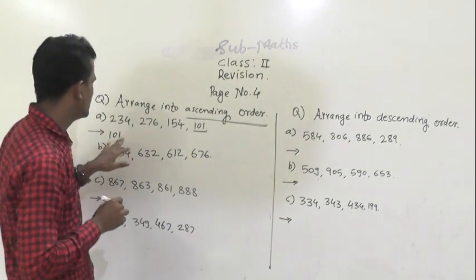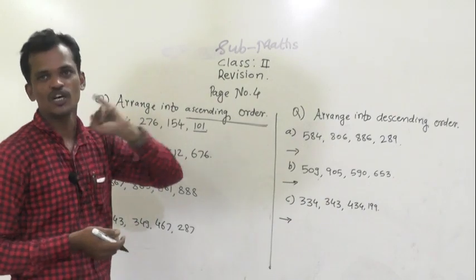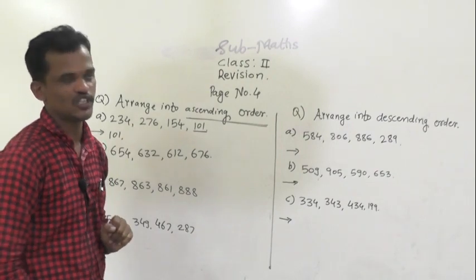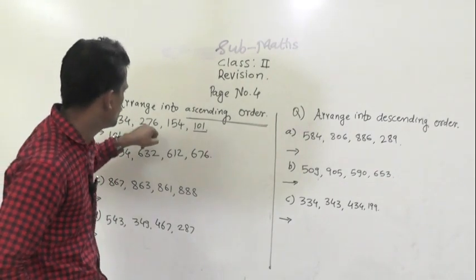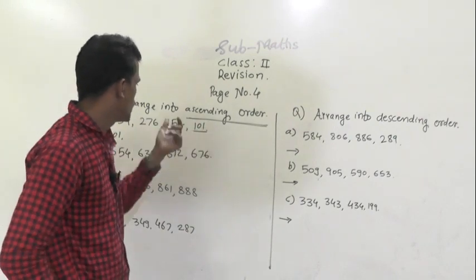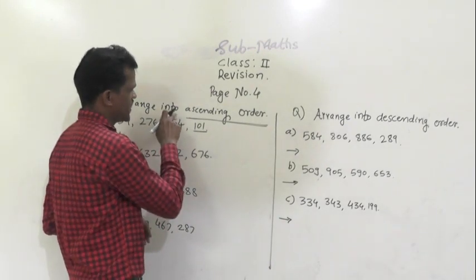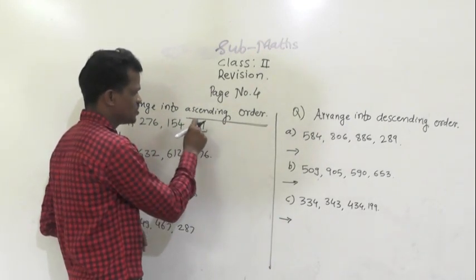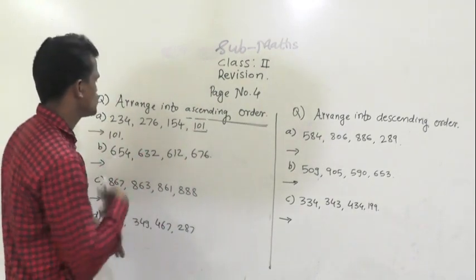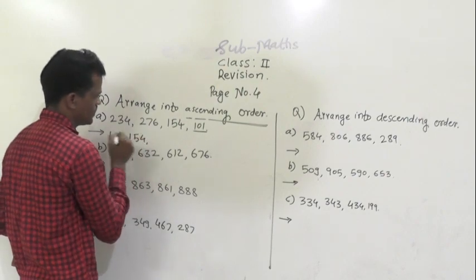101. How did we decide this number is smallest? These are 3-digit numbers, so you compare the hundreds place digit. Here 2, here 2. In both numbers 154 and 101, 1 is common at the hundreds place, so we compare the tens place digit. Here 5 is there, here 0 is there, so this is the smallest number. Bigger than 101, 154 is there.